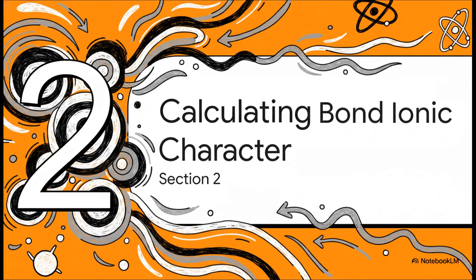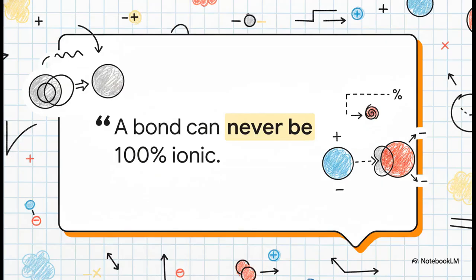Section 2. Calculating bond ionic character. But nature's rarely black and white, right? So we must mathematically measure the gray area between these distinct bond types. I really want you to internalize this famous observation by Linus Pauling. Based on his work with dipole moments, Pauling established that a bond can never be 100% ionic. While a bond between identical nonmetal atoms can be perfectly 100% covalent with zero electronegativity difference, an ionic bond always retains some microscopic degree of electron sharing. Complete transfer is basically an ideal, not a strict reality.